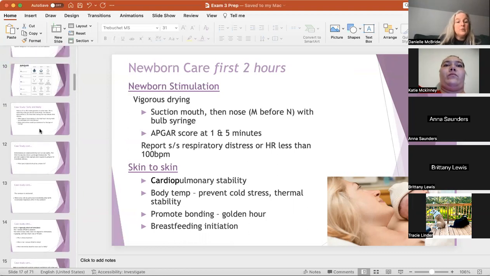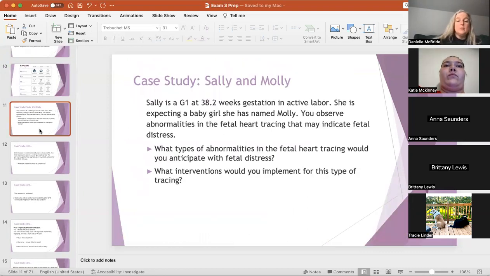So now we'll go back and we'll talk about Sally and Molly. Sally is a G1, 38 weeks and 2 days in active labor. She's expecting a baby girl. She is named Molly. You observe abnormalities in the fetal heart tracing that may indicate fetal distress. What type of abnormalities would you anticipate seeing if the baby was in distress? Late decelerations. Good, late decelerations.